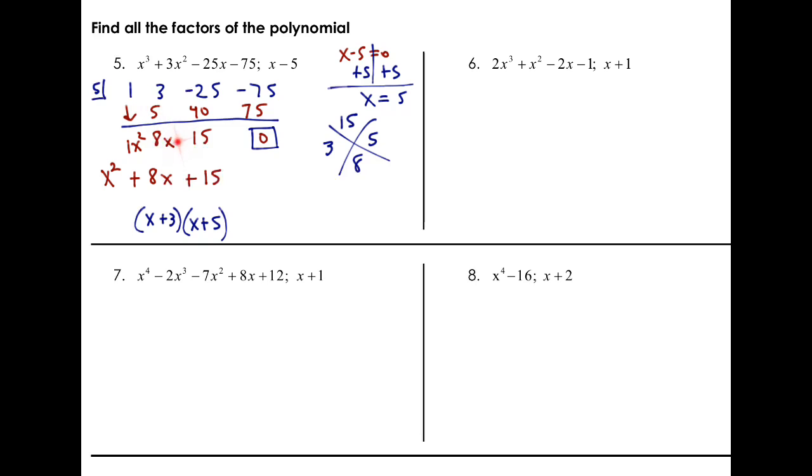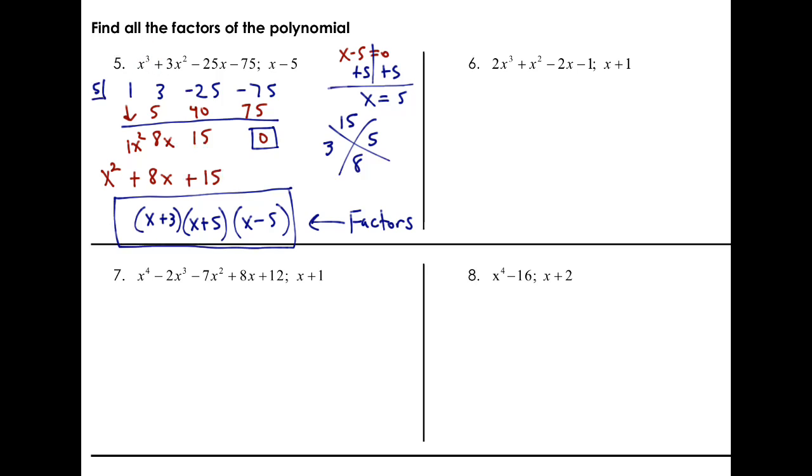So, where's the third factor? The third factor is what we started with, because remember, if we can do the synthetic division and we have a remainder of 0, that means that's also a factor. So we started with one of the factors, which is going to be our third factor, which is x minus 5. So all my factors are right here. 3 factors, highest exponent of 3.